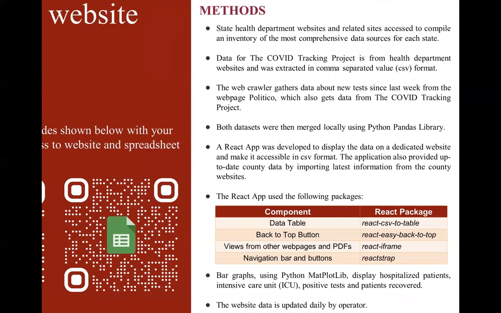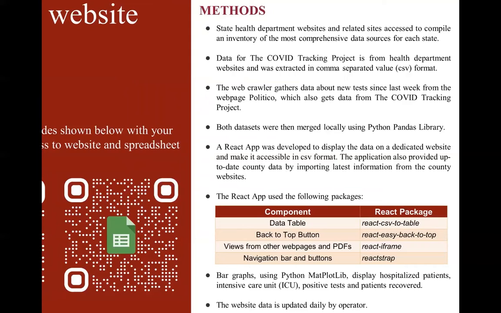A website we found, Politico, had a tracker set up with the COVID tracking project's data, but they do further analysis to calculate the number of tests since last week. The web crawler gathers data from Politico about new tests since last week, since Politico doesn't have it readily available.